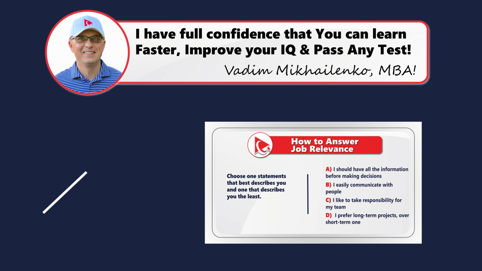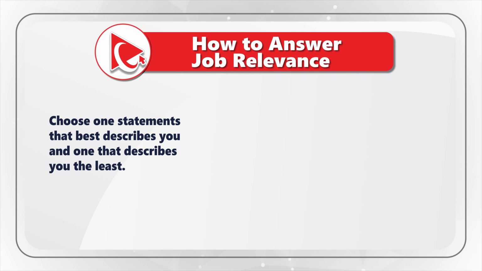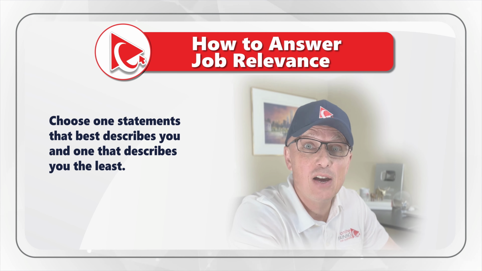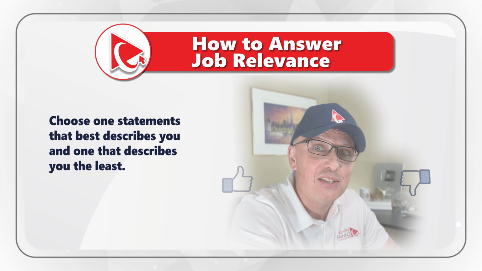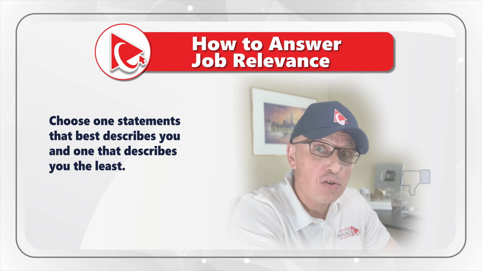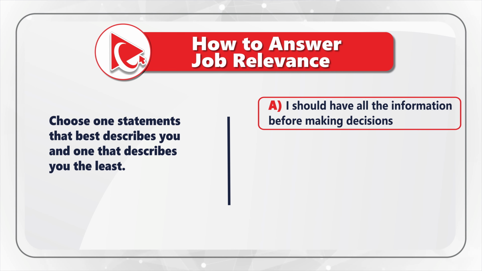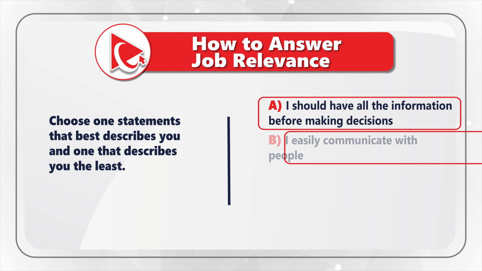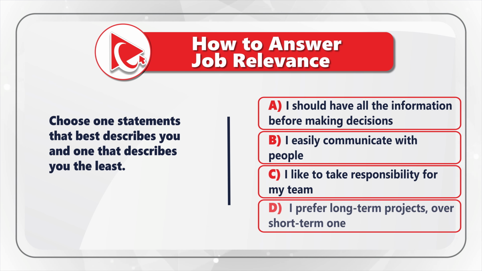Here's a very interesting question which you cannot just answer because you need a strategy and approach on how to answer. You need to select from two statements, one that best describes you and one that describes you the least. And your choices for selections are: Choice A, I should have all the information before making a decision. Choice B, I easily communicate with people. Choice C, I like to take responsibility for my team. And last but not least, choice D, I prefer long-term projects over short-term ones.